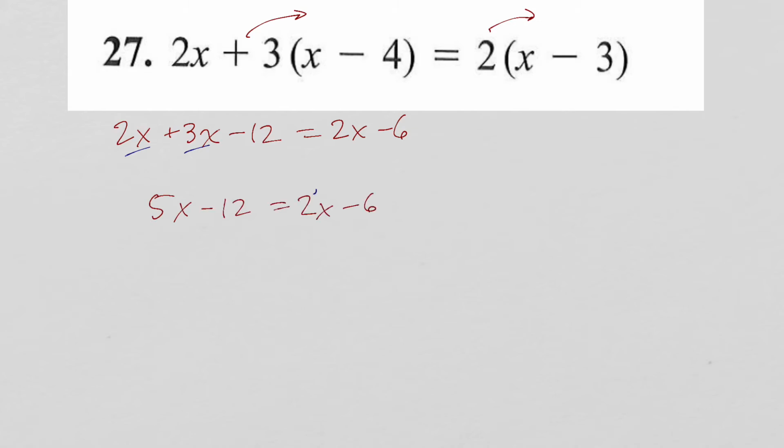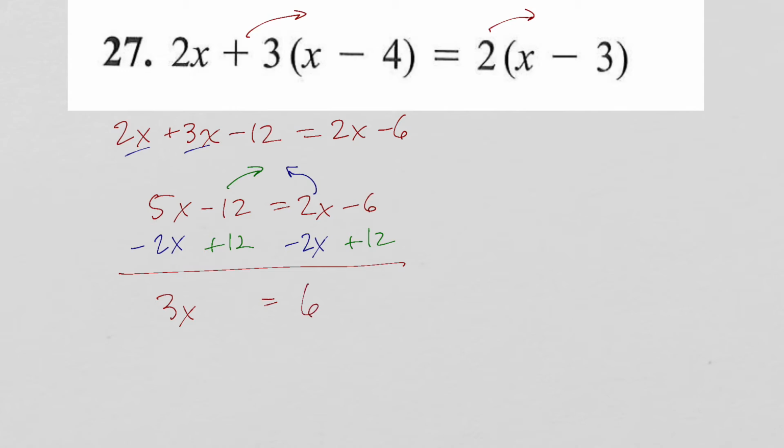Okay, I'll move the 2x to the left by subtracting it from each side. And we'll get 3x on the left. And I'm going to move this 12 to the right by adding it to each side. And we'll get negative 6 plus 12 is positive 6. Finally, we'll solve by dividing by 3, and we'll get x is equal to 6 divided by 3 is 2.